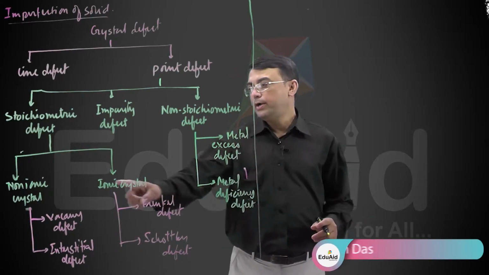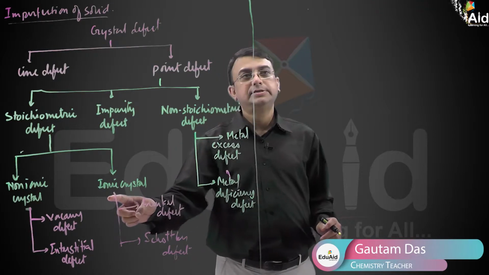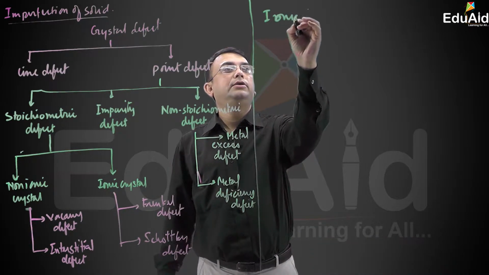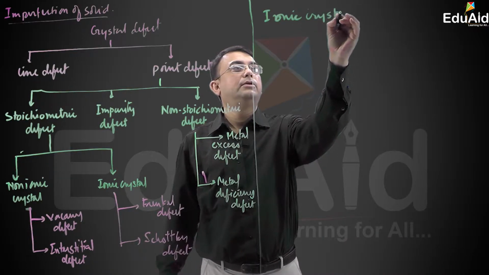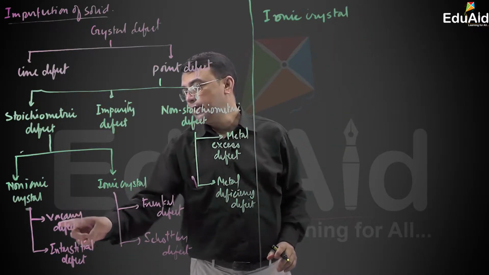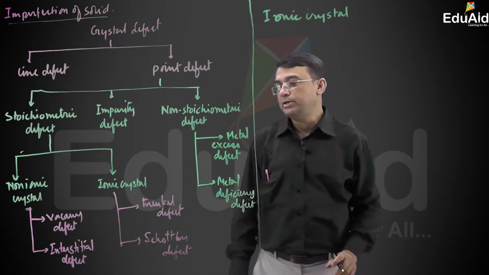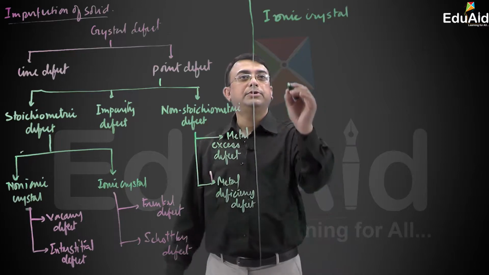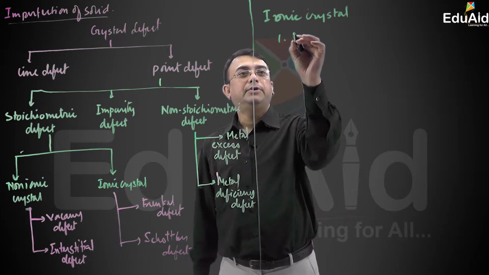Next, we come to the other type of stoichiometric defect, that is in ionic crystals. The defects found in non-ionic crystals are vacancy defect and interstitial defect. The defects found in ionic crystals are Frenkel defect and Schottky defect. Start with Frenkel defect.